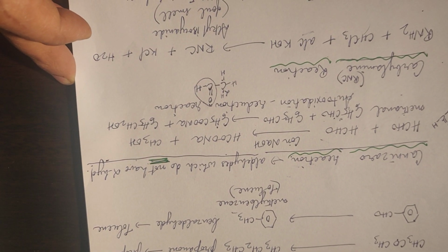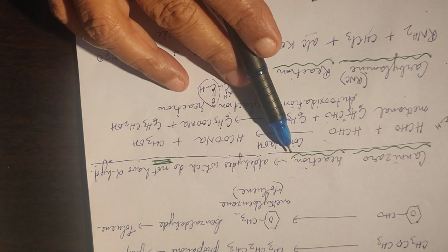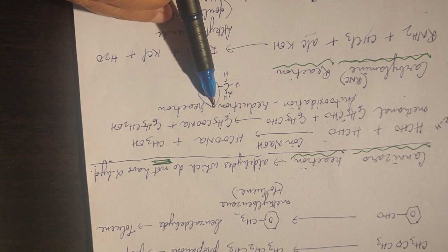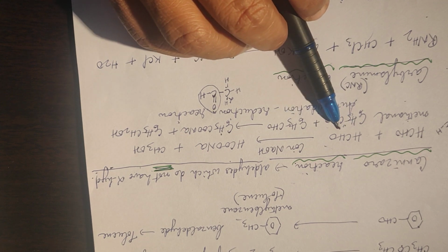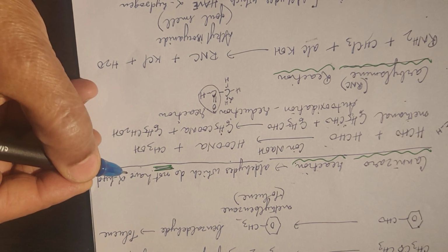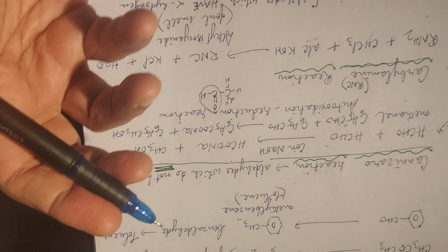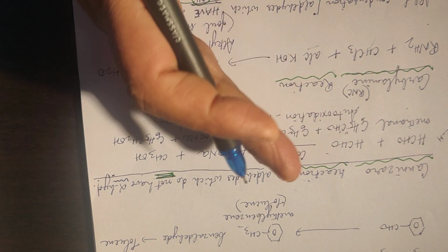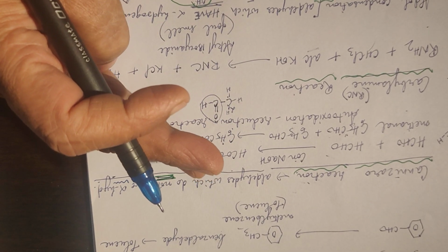Then the next one is Cannizzaro reaction. Cannizzaro reaction is an auto-oxidation reduction reaction. That is, you take two molecules of aldehyde. What kind of aldehyde? Aldehydes which do not have alpha hydrogen. Now here, what is alpha hydrogen? Alpha carbon is the carbon holding the functional group, and hydrogen attached to that alpha carbon is called as alpha hydrogen.